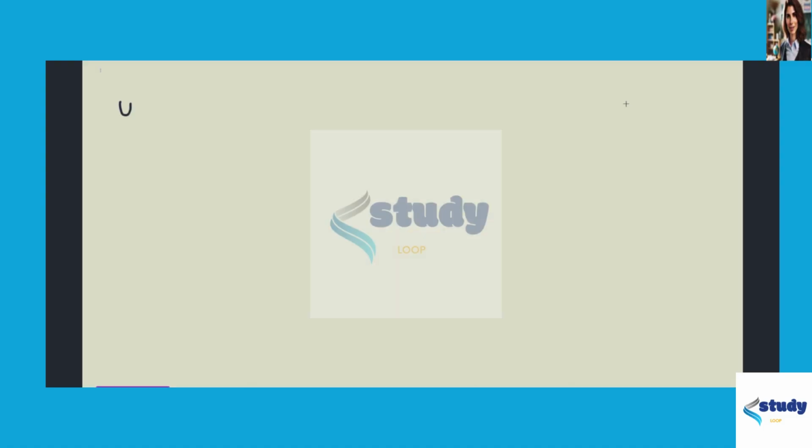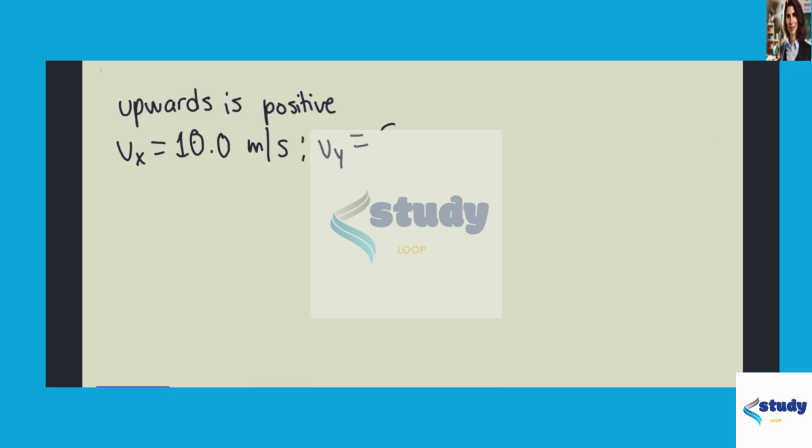So here we're going to say upwards is positive for vertical motion. So we can say that the Vx is going to equal 10.0 meters per second. Of course, Vy would equal positive 5.0 meters per second. And we can say that the velocity vector in vector notation would be 10.0 meters per second i hat plus 5.0 meters per second j hat.